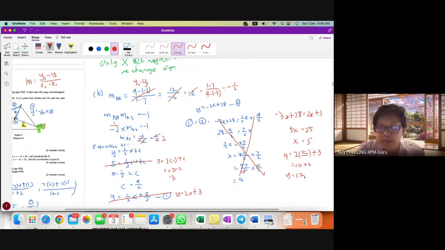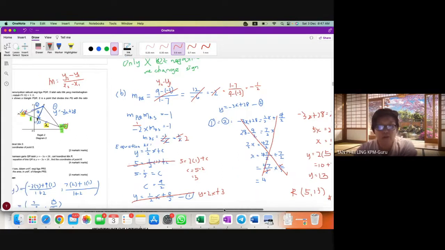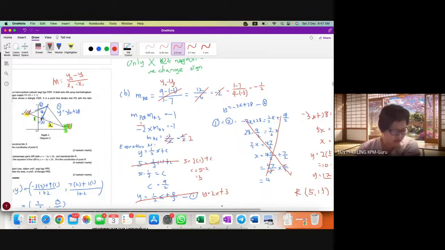So now answer the question. They want to find the coordinates. So my R should be x 5, y 13. Remember I mentioned before, don't leave the answer like that. You need to write down the coordinates of R in coordinate form. So like that, you can gain yourself 1 mark. Okay, so just now here, how many? 4 marks, right? Where are the 4 marks?